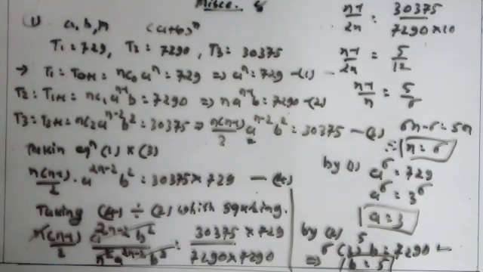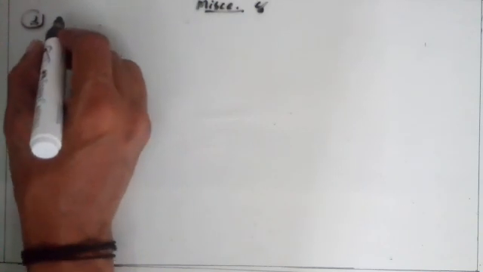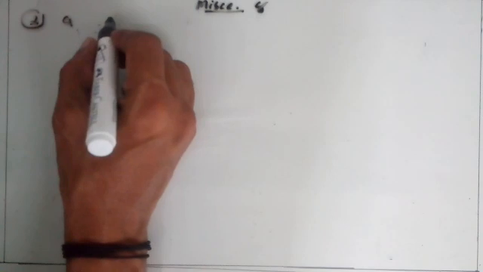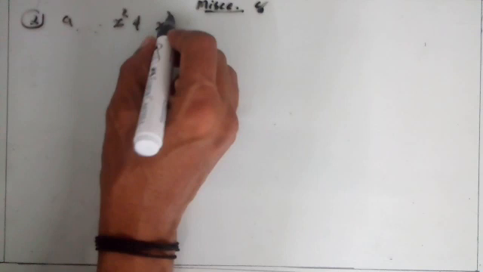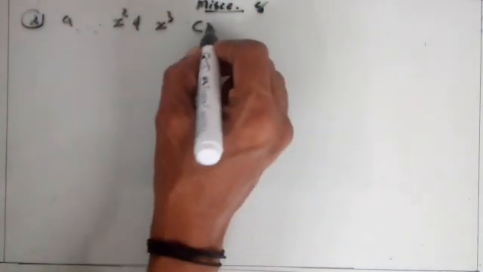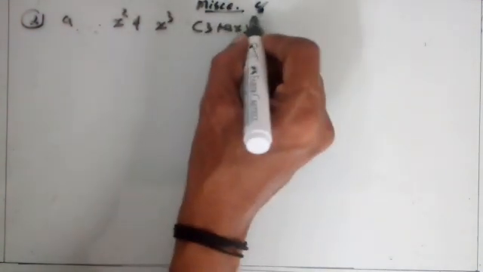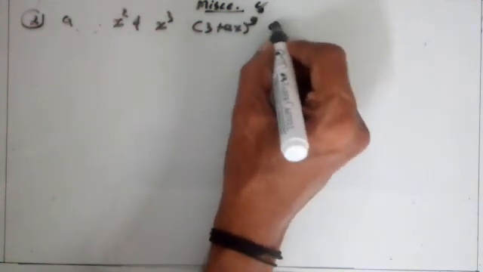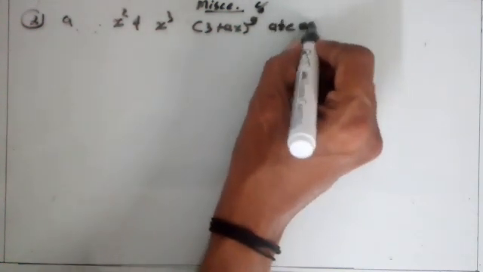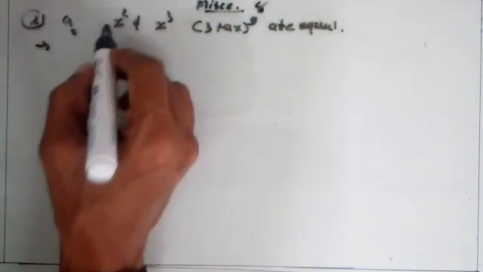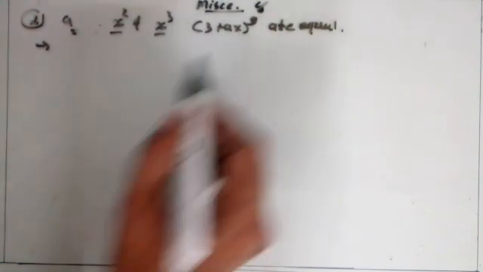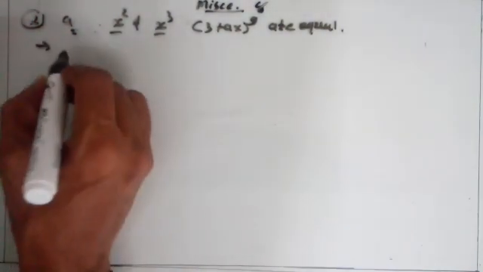Now next question, question number 2. Find a if the coefficients of x square and x raised to 3 in the expansion of (3 plus ax) raised to 9 are equal. Remember this here: find a if the coefficients of x squared and x raised to 3 in this expansion are equal.